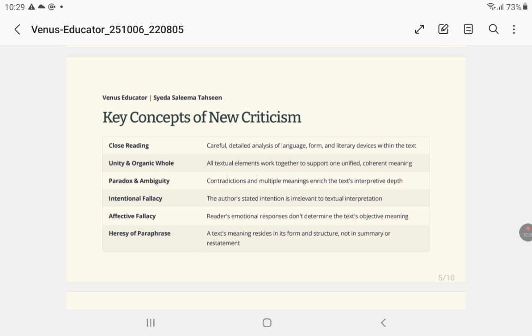Next we have intentional fallacy and affective fallacy. So what is intentional fallacy and affective fallacy, we'll see here.